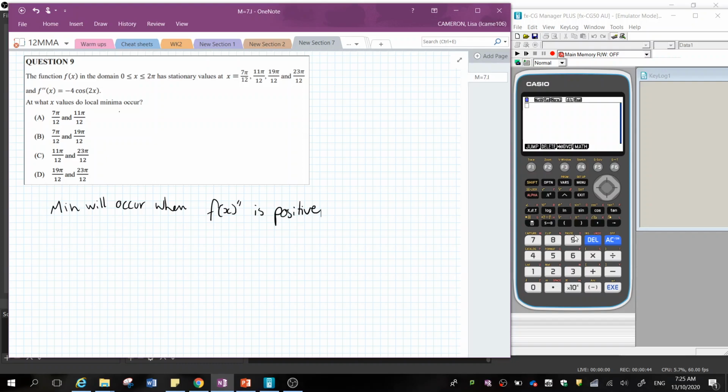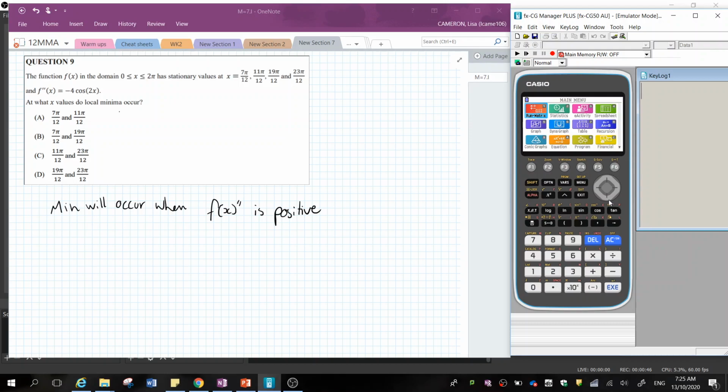So I'm going to go over here, press menu, go to our graph function, execute. Now I'm going to input our function, so minus 4 cos bracket 2x. Now, because we're graphing a cos function, we want to make sure that it is in radians. Otherwise, it's going to give me a straight line, and that's not a good time. So now we're going to execute, and we're going to draw this thing.